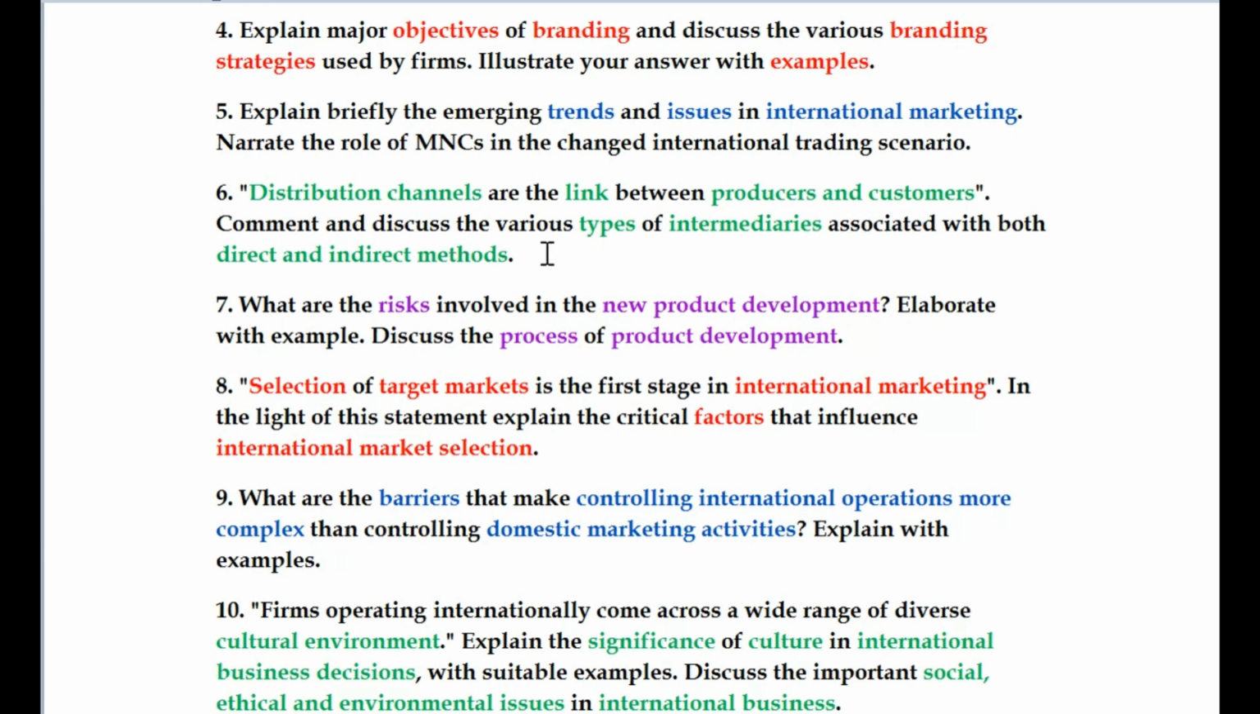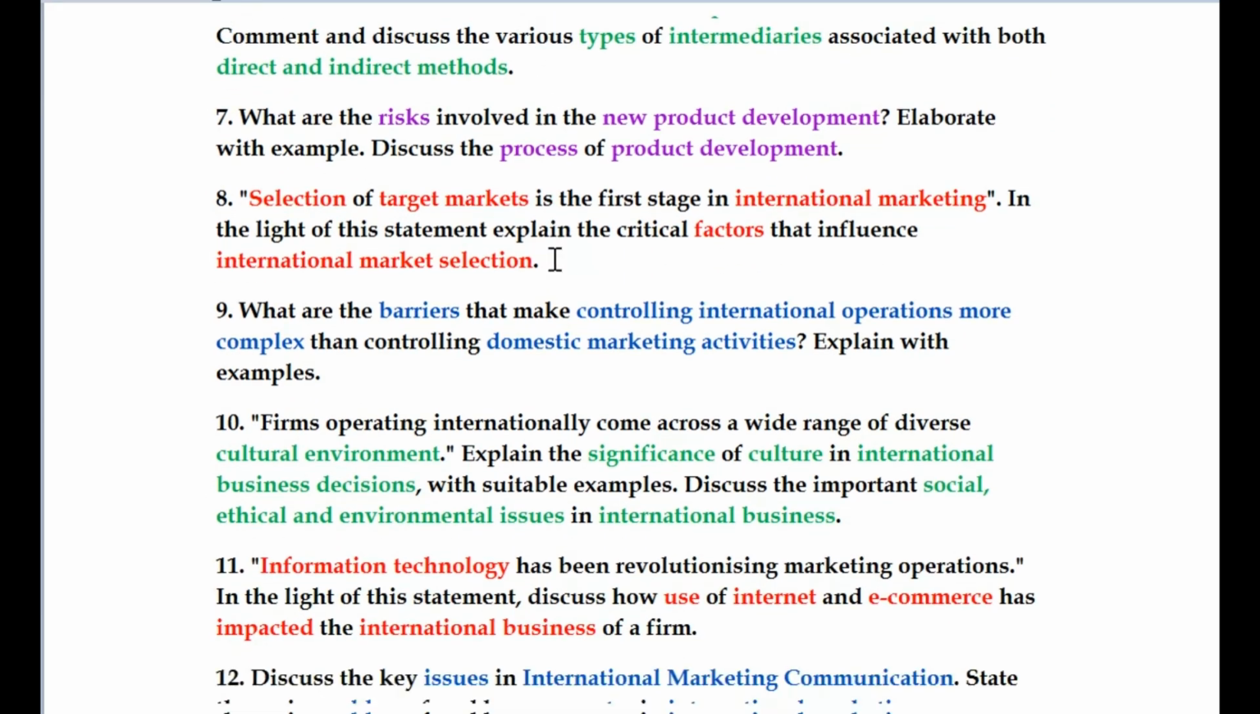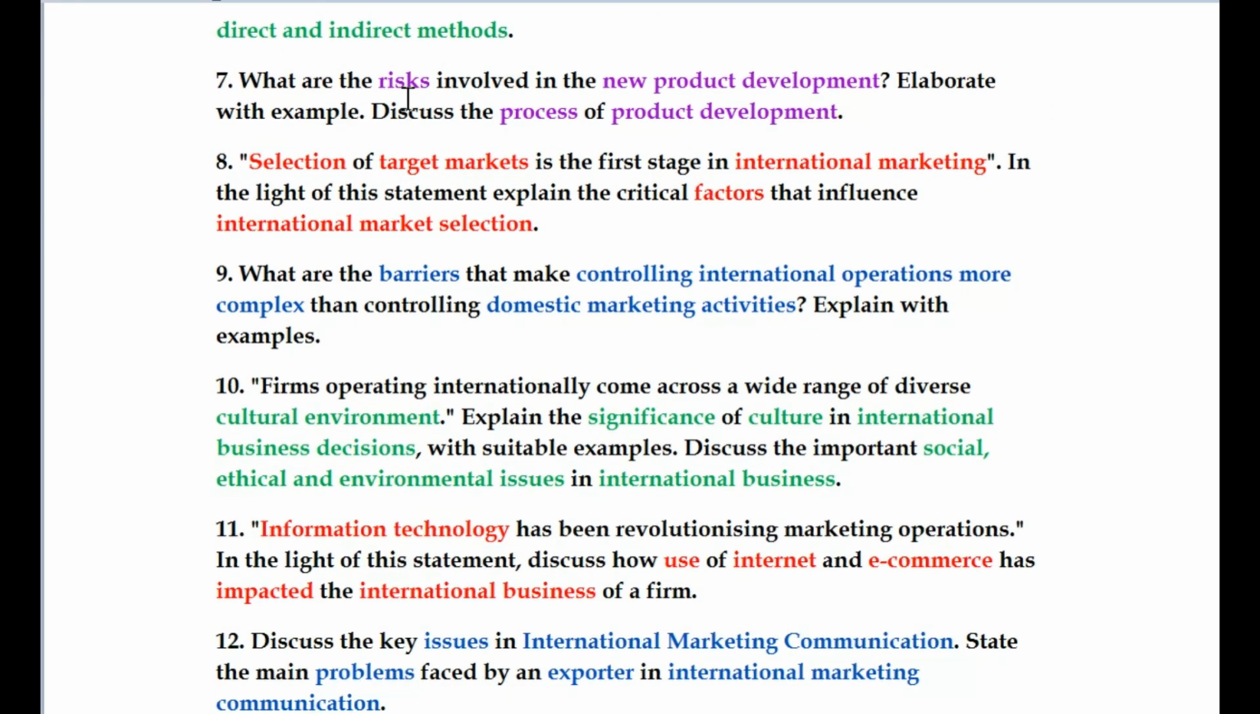Comment and discuss the various types of intermediaries associated with both direct and indirect methods. The seventh question is on risk involved in new product development. Explain with example and discuss the process of product development.